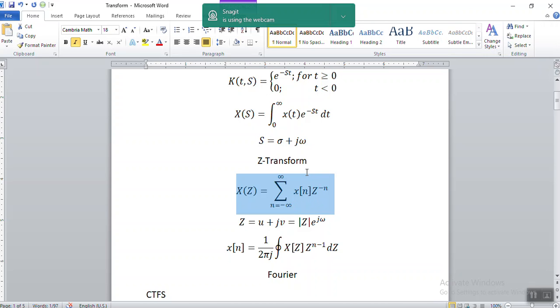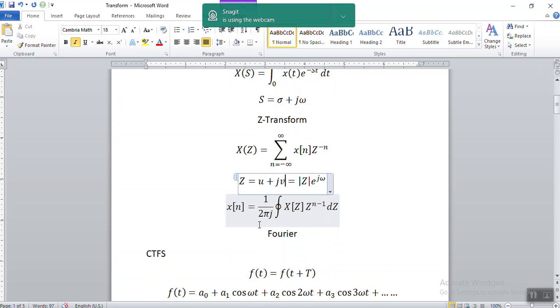Since s was a complex quantity and z is equal to e to the power s tau, it is e to the power sigma tau into e to the power j omega tau. So, therefore, z is also a complex quantity. Since z is also a complex quantity, you can represent z with a real part and an imaginary part. So, z is equal to u plus j v. In the polar form, you can represent z as magnitude of z into e to the power j omega, where the magnitude of z is nothing but the square root of u square plus v square, and omega, the angle or the phase part, is nothing but tan inverse of v by u.